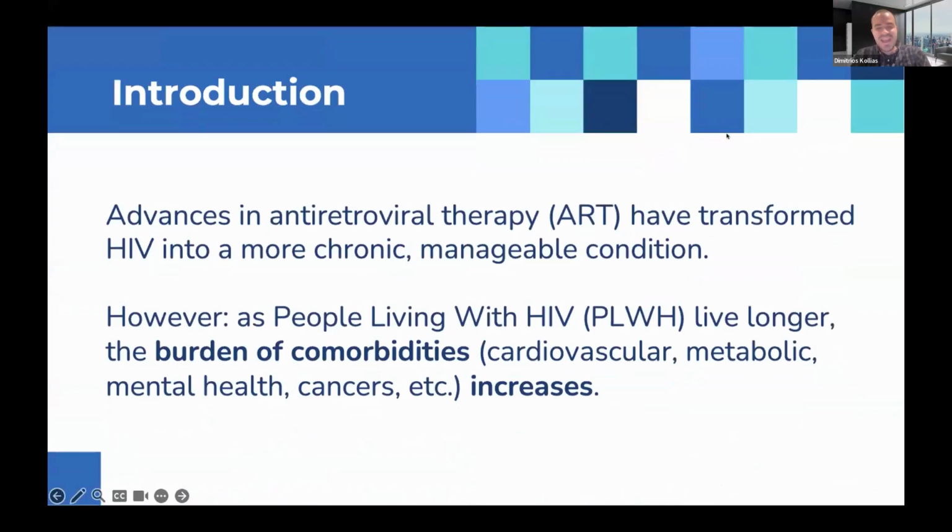Advances in ART, antiretroviral therapy, have transformed HIV into a more chronic and manageable condition. People that live with HIV, compared to the past, live much longer, but unfortunately the burden of comorbidity has increased. Some comorbidities are cardiovascular or metabolic, related to mental health, or cancer and other diseases.